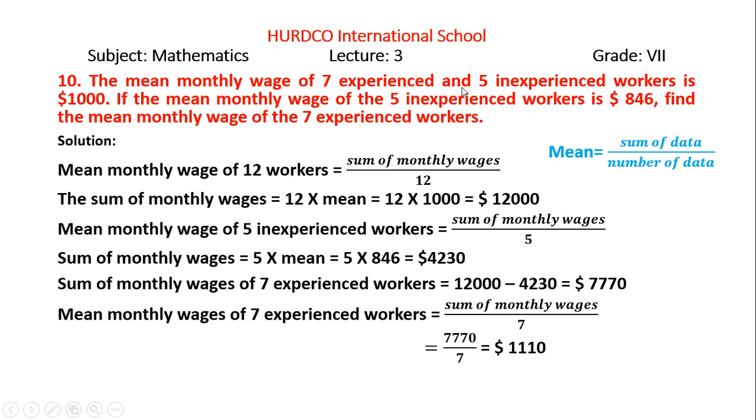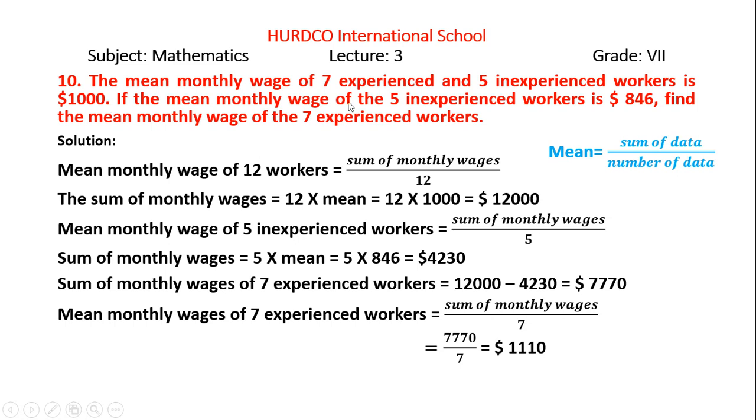What we know, mean equals sum of data divided by number of data. Mean monthly wages of 12 workers will be sum of monthly wages divided by 12. The sum of monthly wages will be 12 into mean. 12 into 1000, $12,000. Mean monthly wages of 5 inexperienced workers is given as 846.